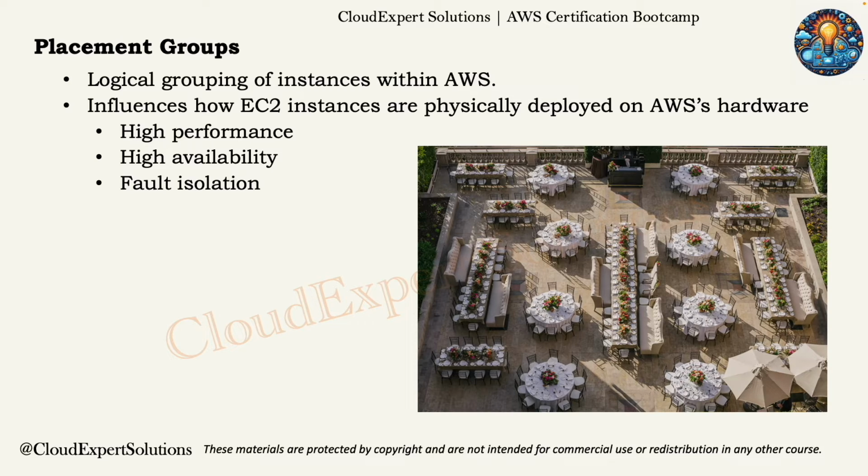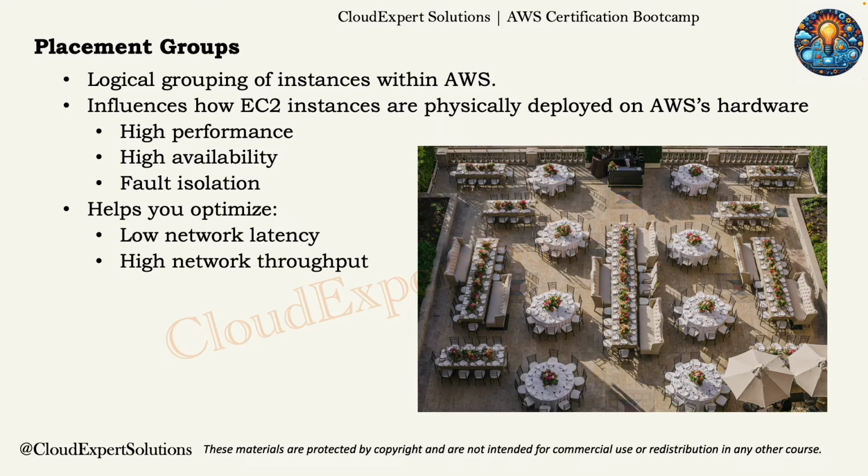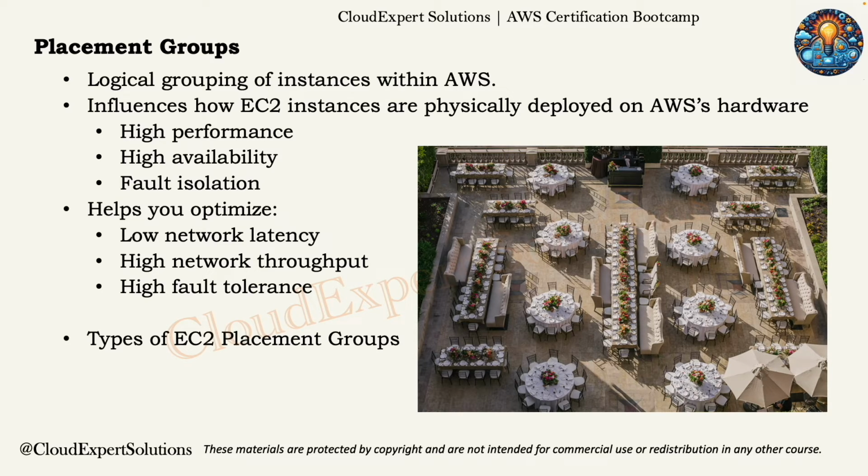And why should we use that? Because it helps you optimize low network latency, high network throughput, and high fault tolerance. AWS offers 3 different placement groups depending on your needs of performance, availability, or both.